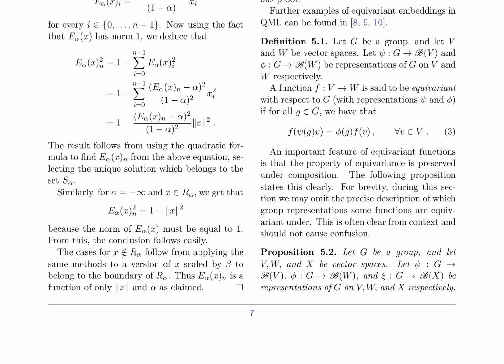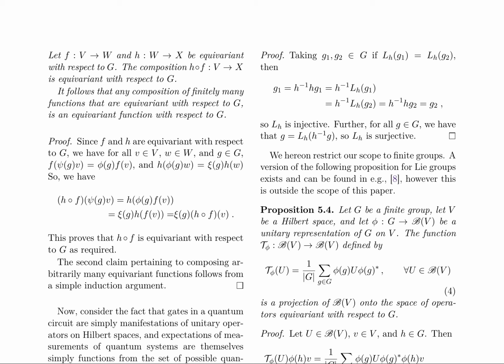The authors then discuss group equivariance, a fundamental concept in quantum machine learning, QML. A function f: V → W is said to be equivariant with respect to a group G if for all g in G, we have that f(ψ(g)v) equals φ(g)f(v), where ψ and φ are representations of G on V and W, respectively.